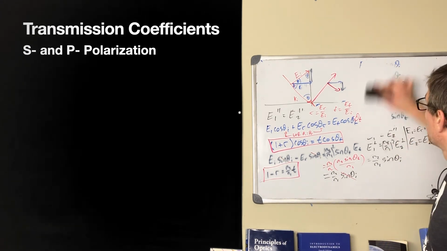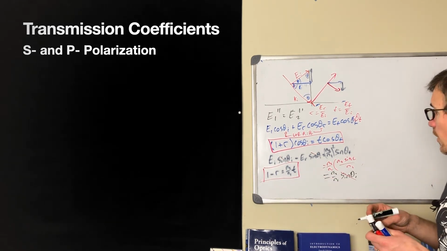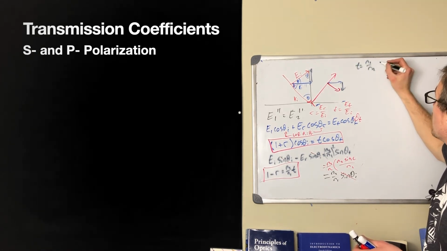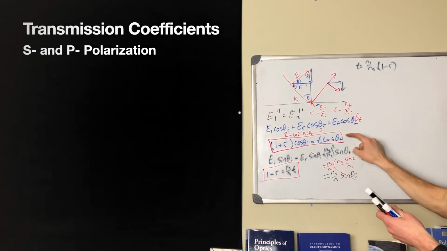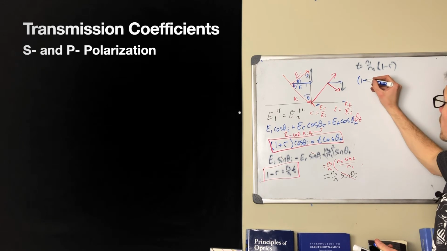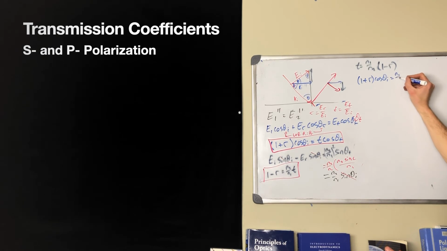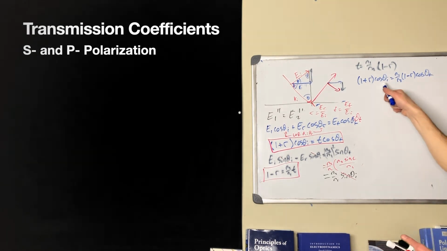I'm going to clear up a bit of real estate here. Okay, so this is saying that t is N1 over N2 times 1 minus r. And we can plug that into this equation here. So this tells us that 1 plus r times cos theta incident is equal to N1 over N2 times 1 minus r times cos theta transmitted. Okay, and we can just solve for r here.